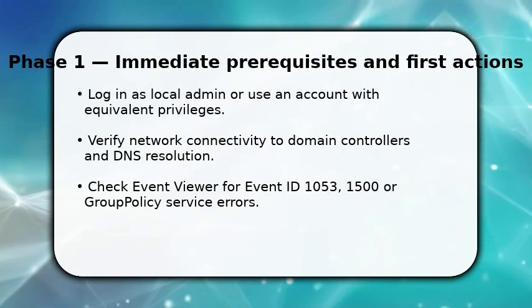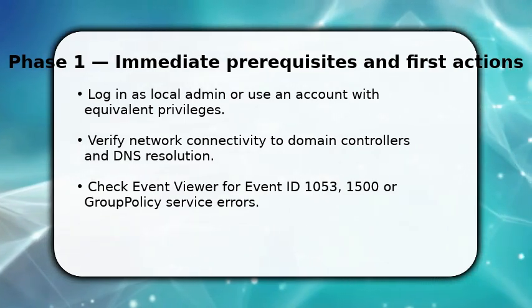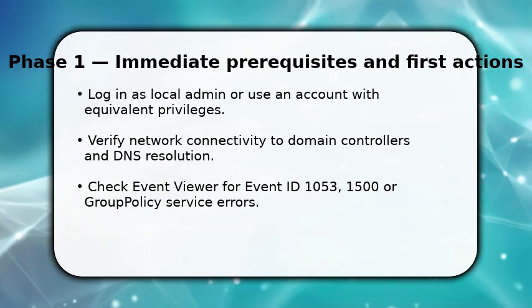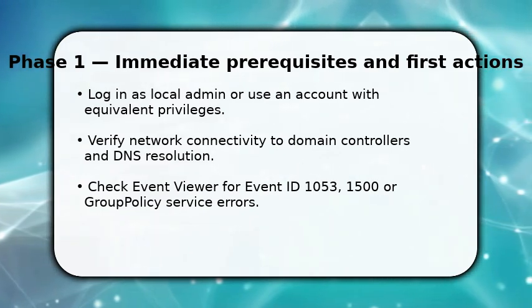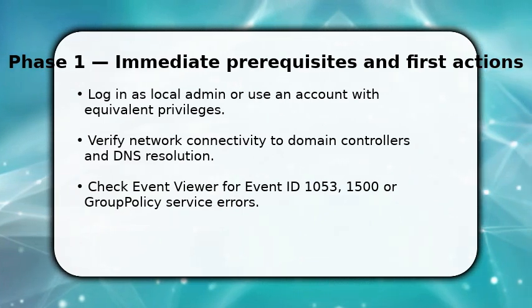Open Event Viewer and look for relevant group policy client errors. These error codes tell you what failed. Once done, prepare to stop the group policy client service and inspect its recovery settings. This gives you a clear path forward.